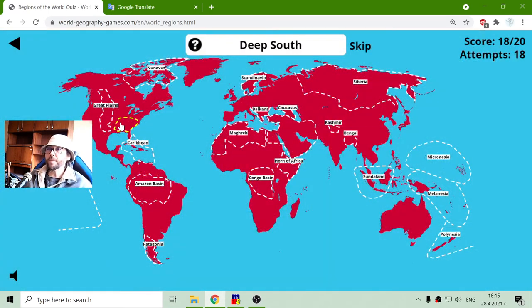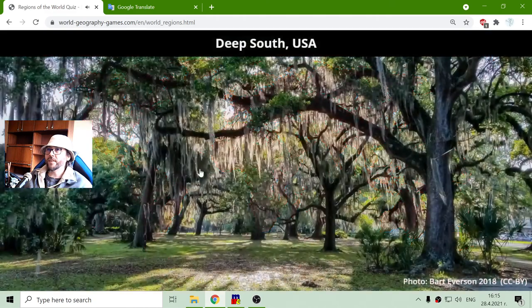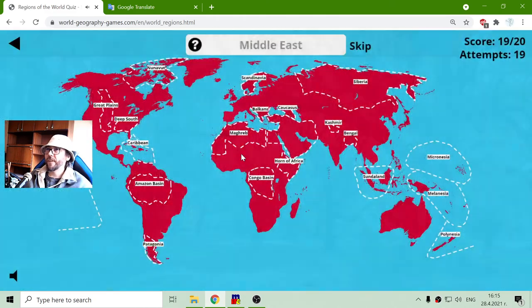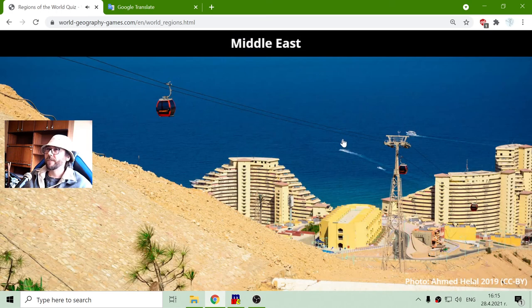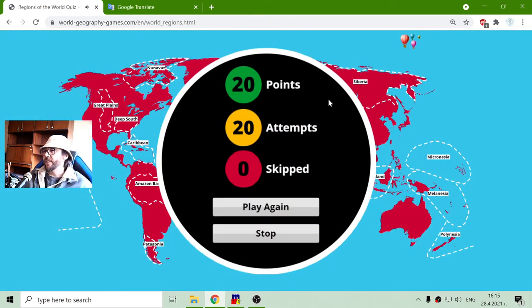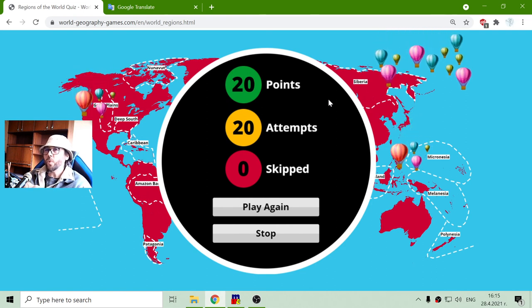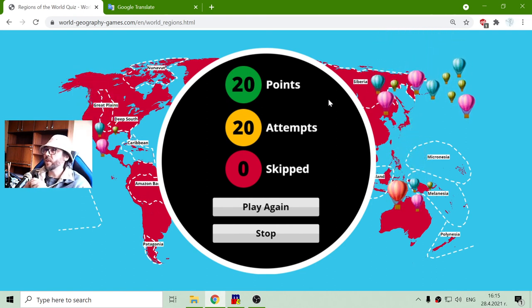And the Deep South, another region to define part of the United States. And the Middle East. The Middle East is the region referred to with a lot of oil or petroleum. These are the regions of the world for this quiz in World Geography Games that I play.